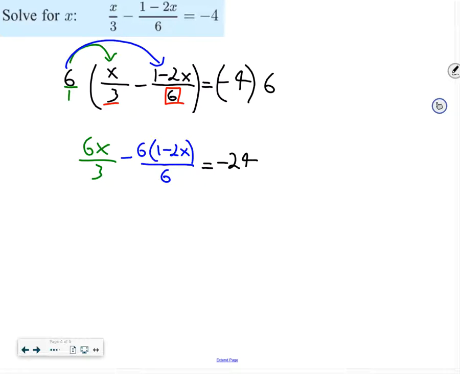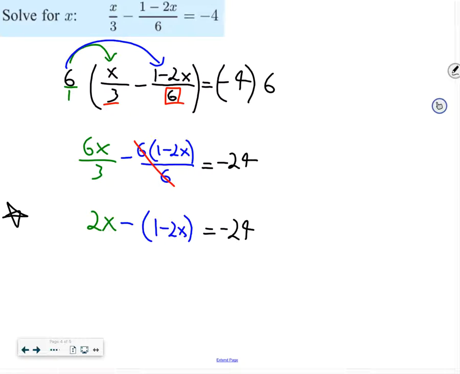Okay, so now I should have, if I multiplied by the least common multiple, I know that these fractions should reduce. So what I'm going to see here is the 6 and 6 cancel out. Well, on the green one, 6x divided by 3, they just reduce to 6 divided by 3 is 2x. So then I have 2x minus the quantity 1 minus 2x, because the 6 is canceled out, is equal to negative 24. Mission accomplished. My first strategy is done. I've made an easier problem by getting rid of my denominators, undoing that division.